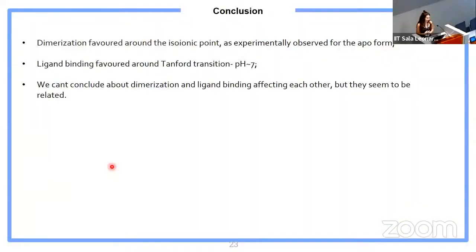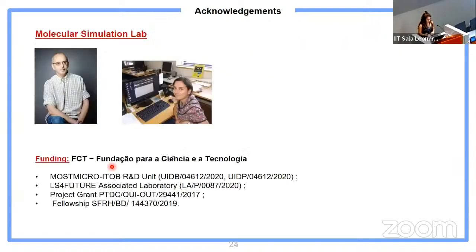To conclude, dimerization is favored around the isoionic point, as was experimentally observed in the apoform. The ligand binding is favored around the TAN4 transition. And although we can't conclude about the dimerization and ligand binding affecting each other, from what we've seen, the dimer's residues that contribute the most seem to be related.